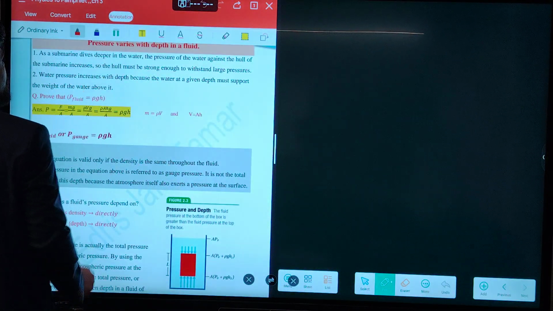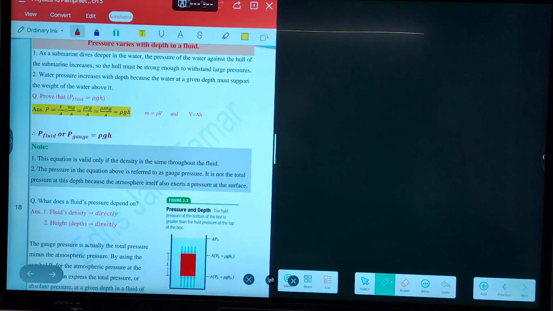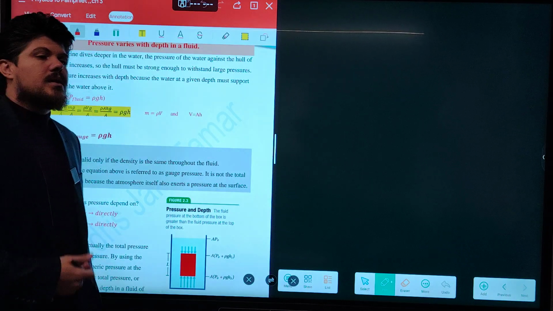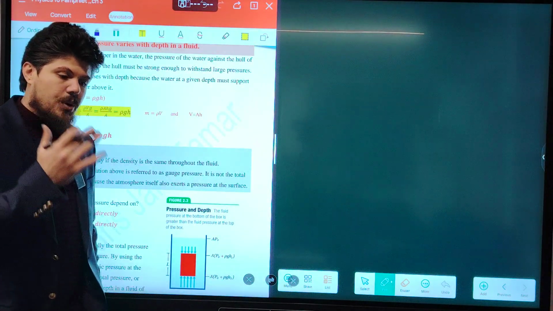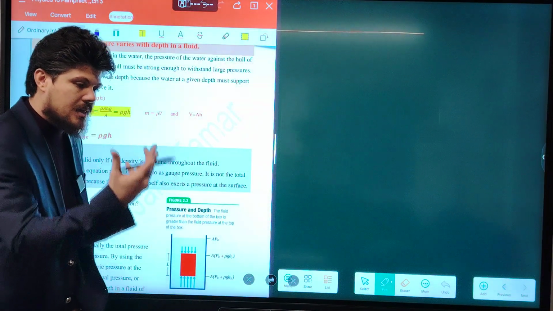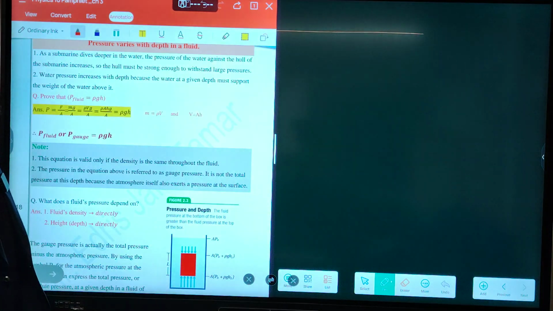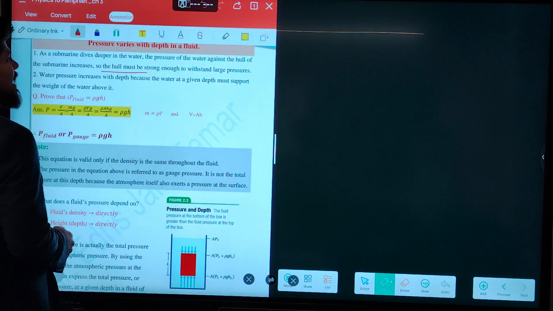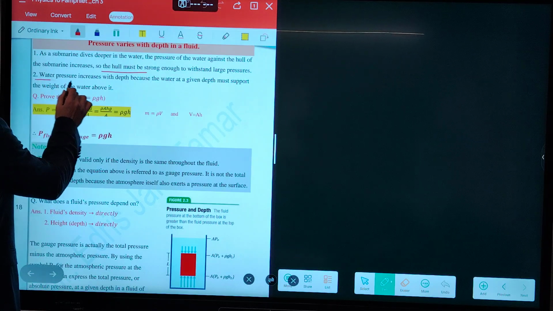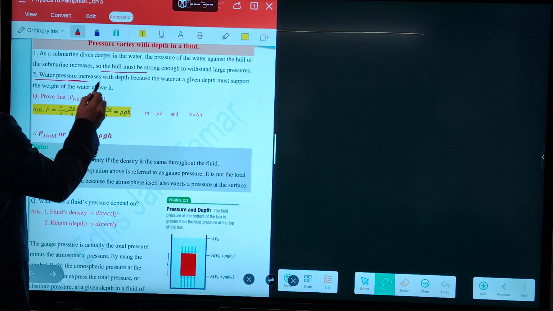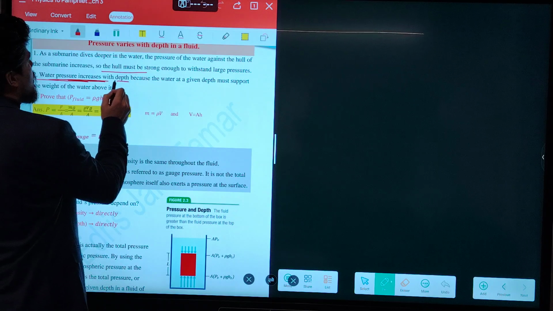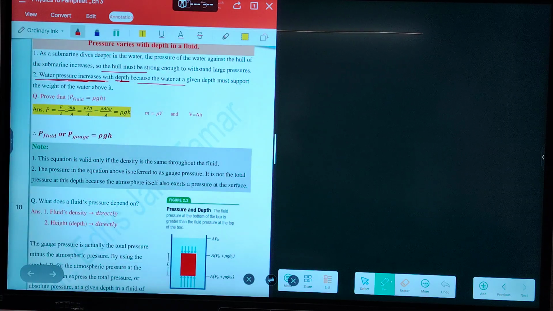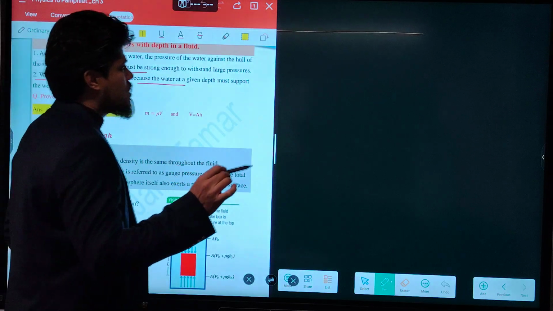As a submarine dives deeper in the water, the pressure of the water against the hull of the submarine increases. As the depth of the ocean increases, the pressure also increases. So the pressure is directly proportional to the depth of the ocean or any other container. The hull must be strong enough to withstand large pressure. So the water pressure increases with the depth. Because the water at a given depth must support the weight of the water above it.